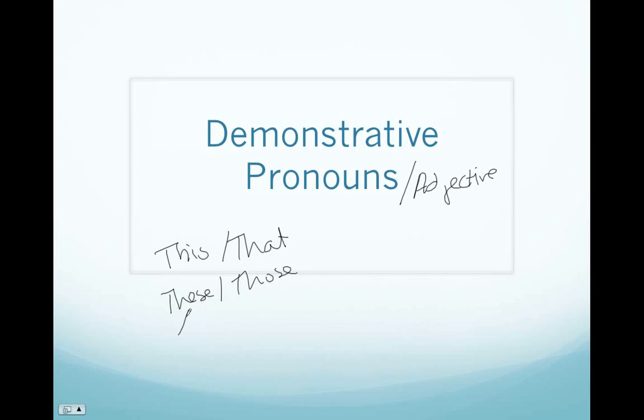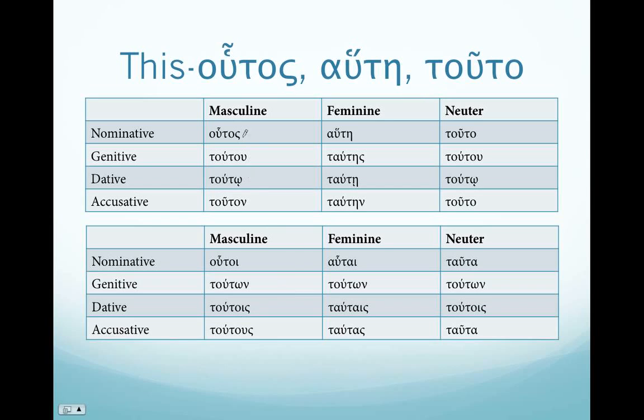Now, there are two words for this in Greek, and there's one for that or those. And at the end, we'll talk a little bit about the differences between those two thises and also ways to distinguish between this and that. So we'll start with this, hutos, haute, touto.